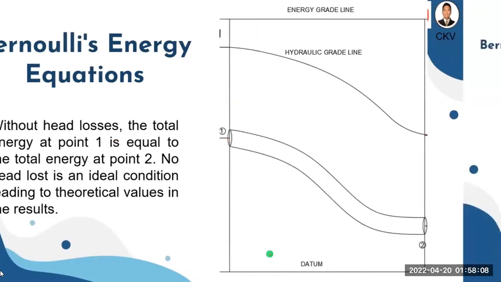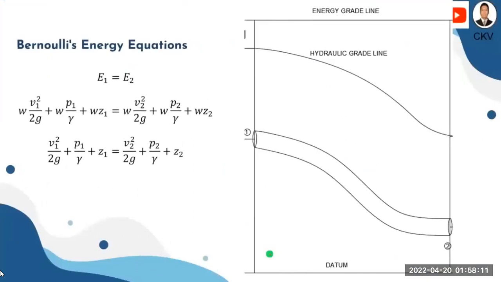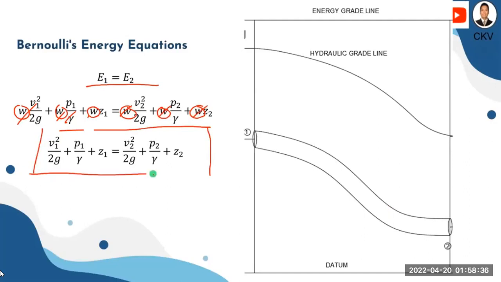So if we are going to make an equation using Bernoulli's energy theorem, we have E1 equals E2. Again, if we include W for pressure, velocity, and elevation energy, it will just cancel out because all the terms have W, weight. Therefore, our Bernoulli's equation is this one: the sum of the velocity head, pressure head, and elevation head at point 1 equals the sum of the energy heads at point 2.